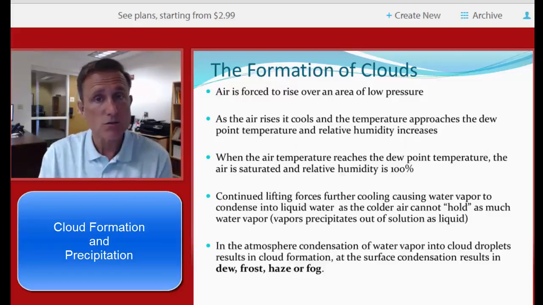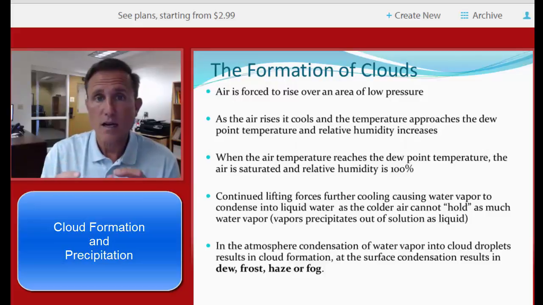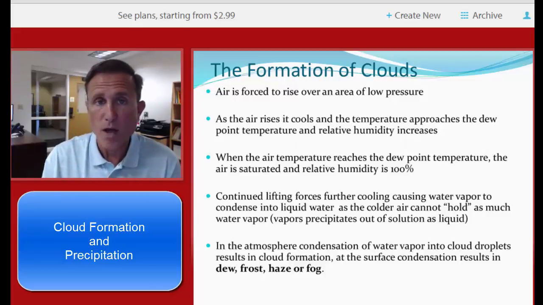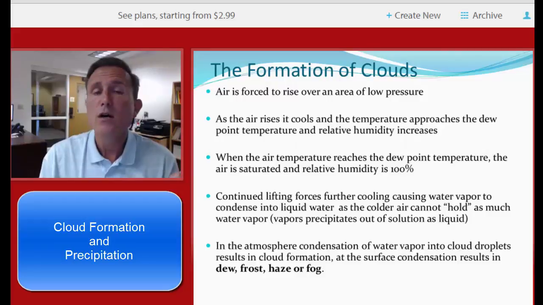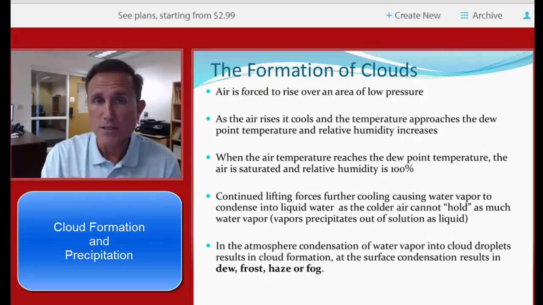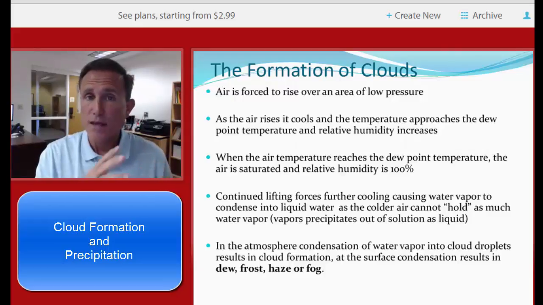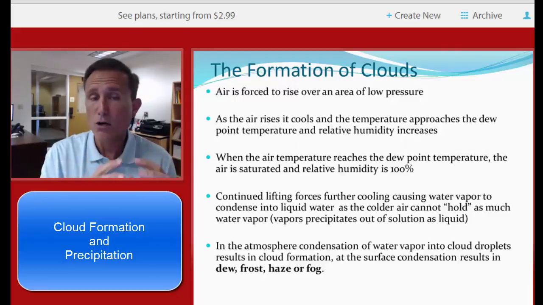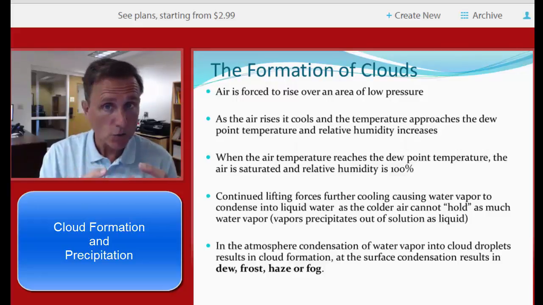If you continue to lift the air, some of those water vapor molecules that are in that parcel can no longer be held because the air is colder, and so some of those molecules have to go somewhere. What happens to them? They condense into water droplets. So the water vapor that is in solution in the parcel comes out of the solution because the air can no longer hold as much water vapor because it's colder, and you get condensation into water droplets.